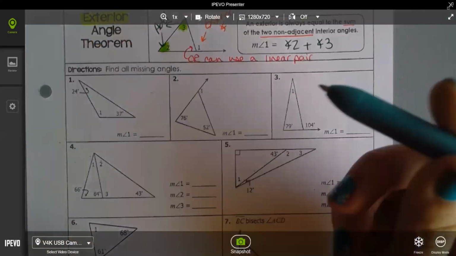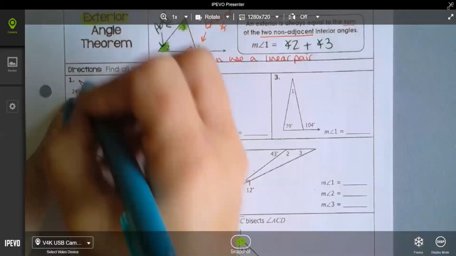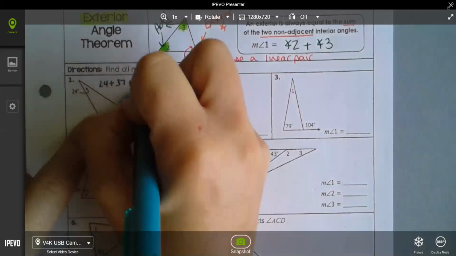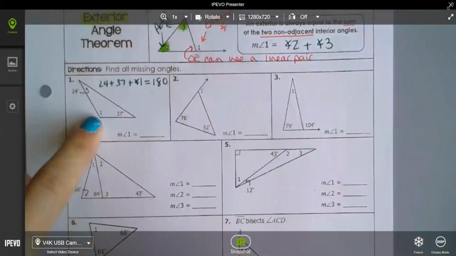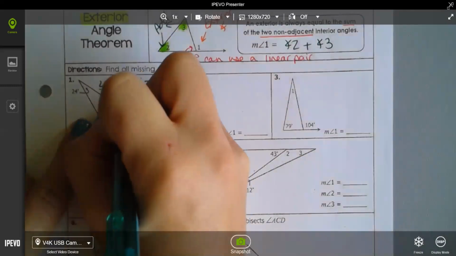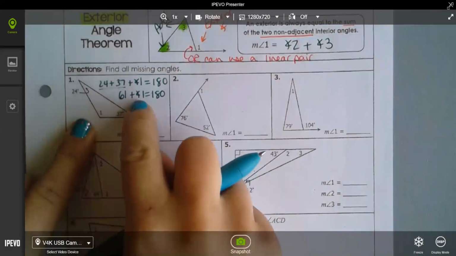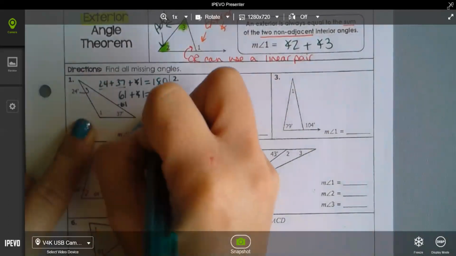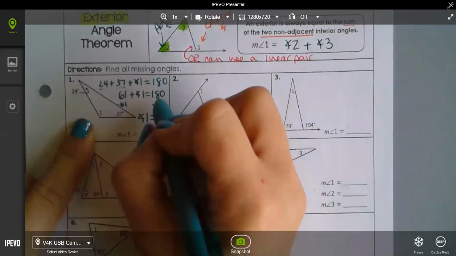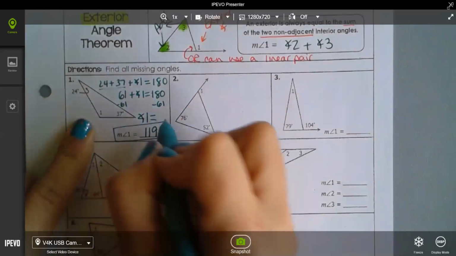So on number 1, I know that all 3 of these angles have to add up to 180 degrees. So I can write my equation: 24 plus 37 plus angle 1 has to equal 180 degrees. Same side smush, 24 plus 37 is 61, plus angle 1 equals 180 degrees. I'm trying to get angle 1 by itself, so that means that we have to subtract 61 on both sides. So my final answer, angle 1 is equal to 180 minus 61. It's 119 degrees.